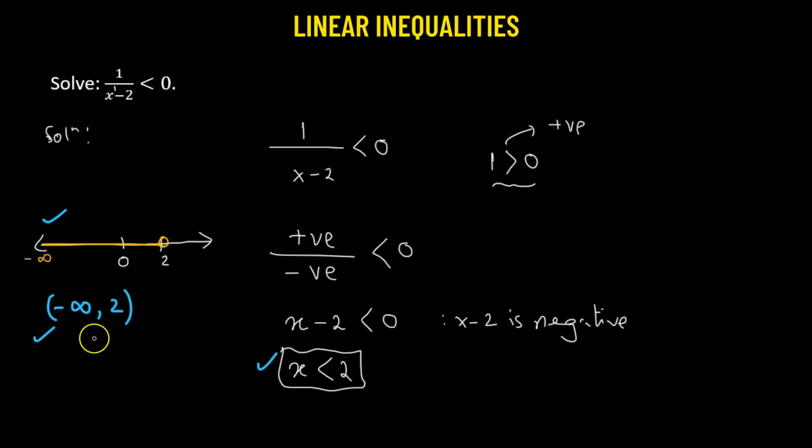And we can check the validity of our solution. So let's take any value of x which is less than 2. So let's take x equals 1. So if we take x equals 1, then we have 1 divided by 1 minus 2, and we're saying that this is less than 0.